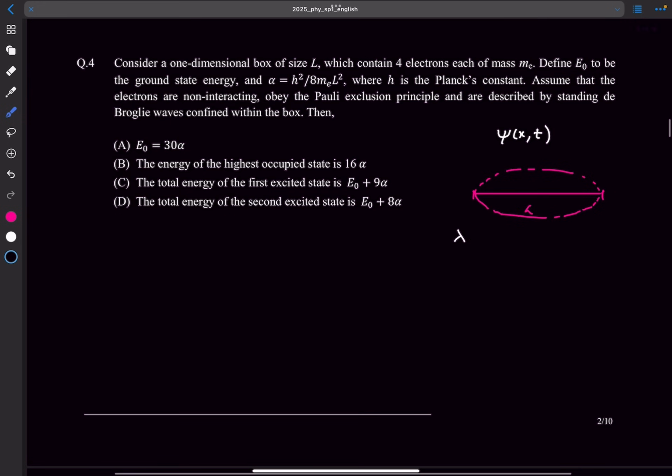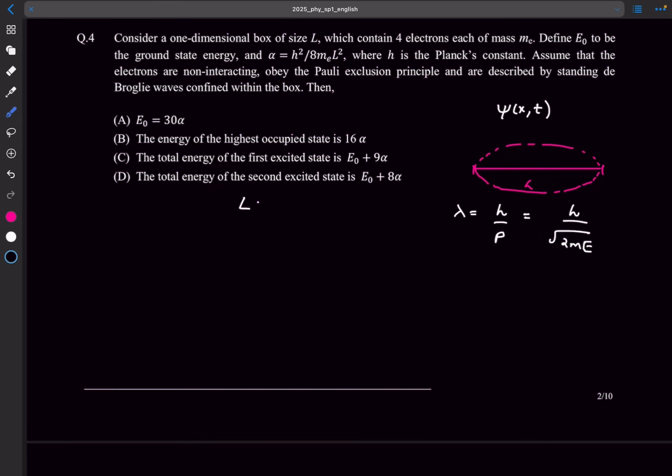Now the wavelength of the matter wave is basically the de Broglie wavelength, so that's going to be h by p. And for the electron we can write the momentum as square root of 2m times kinetic energy, right? Since the electrons are non-interacting, the kinetic energy is itself the total energy of an electron as well. Using the boundary conditions we learn in standing waves, we can write L as an integral multiple of lambda over 2. Now we can substitute the de Broglie wavelength into this expression and solve for E, to get an idea of the different energy states that are possible for the trapped electron.